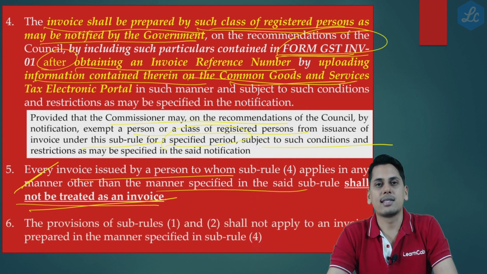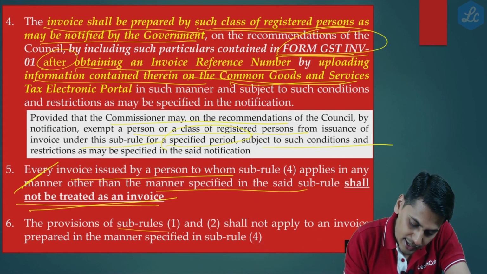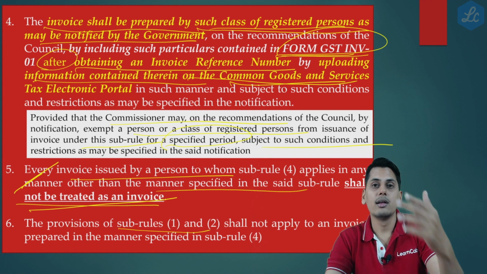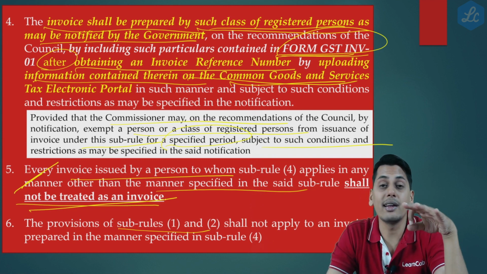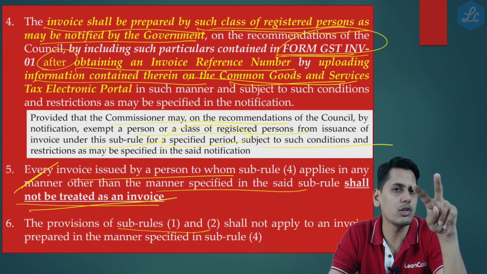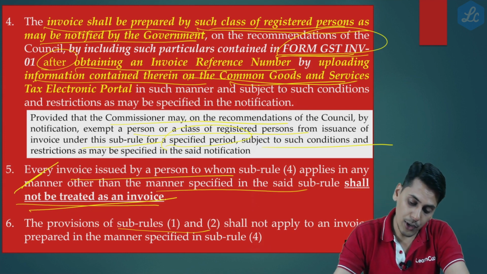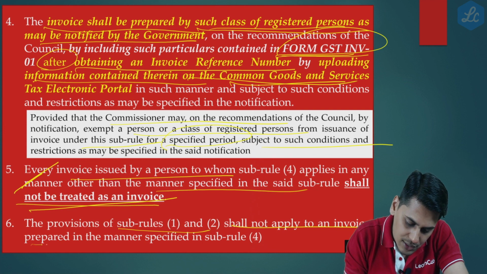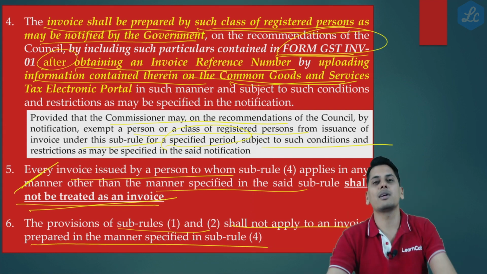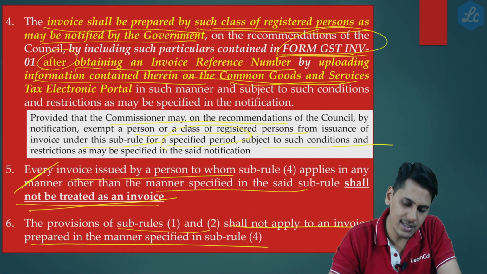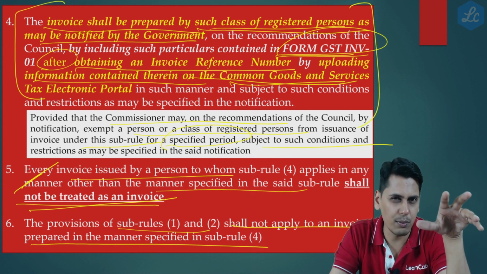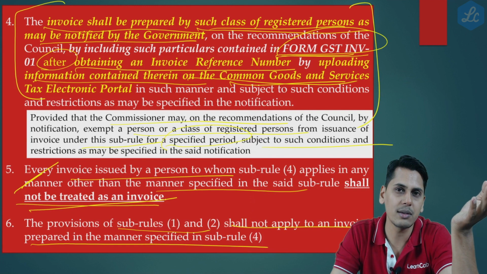48 sub rule 6. The provisions of sub rule 1 and sub rule 2. What was sub rule 1 and sub rule 2? Sub rule 1 told you, for supply of goods, invoice to be prepared in triplicate. For supply of services, invoice to be prepared in duplicate. So the provisions of sub rule 1 and sub rule 2 shall not apply to an invoice which is prepared in the manner specified in sub rule 4, which means that if you are preparing an invoice in the manner specified in 48 sub rule 4, what is the manner specified in 48 sub rule 4?